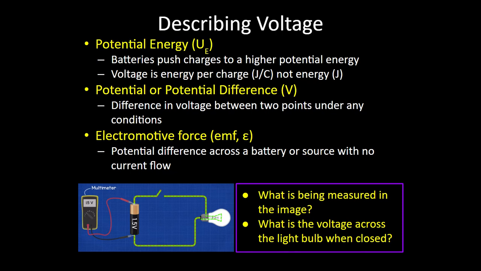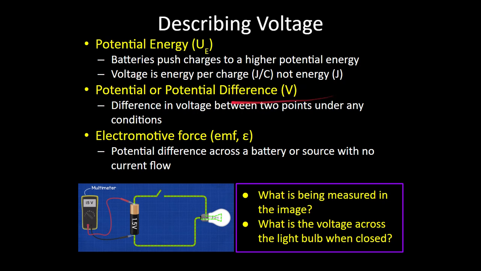Now describing voltage. Like I said, there's a bunch of ways to describe it. Potential energy is not voltage. We talked about energy, potential energy, storage energy. We talked about gravitational storage and spring storage. This is electric storage, electric potential energy. So batteries push charges to a higher potential energy. And then the voltage is the energy per charge. So the battery's giving it more energy, and what we call that energy per charge is voltage. It's not just energy, it's energy per charge. So if it just says potential or potential difference, that's voltage.